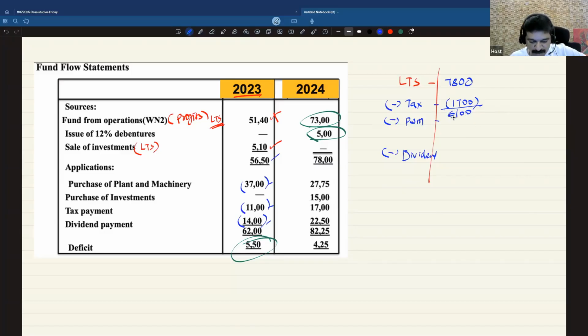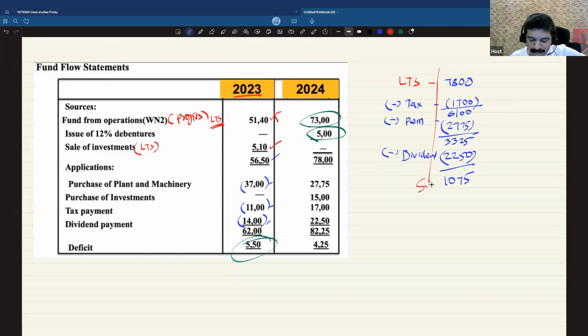So plant and machinery investment is like 2,775. So 6,100 minus 2,775, they have 3,325. And dividend is only 2,250. So minus 2,250, it means they still have a surplus of 1,075. And I think at this point only they went mad.